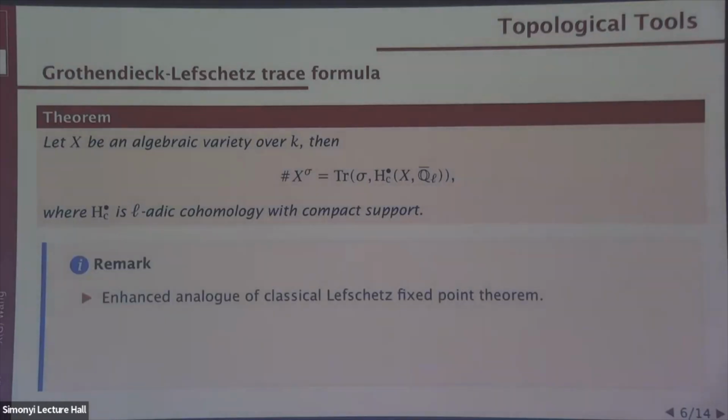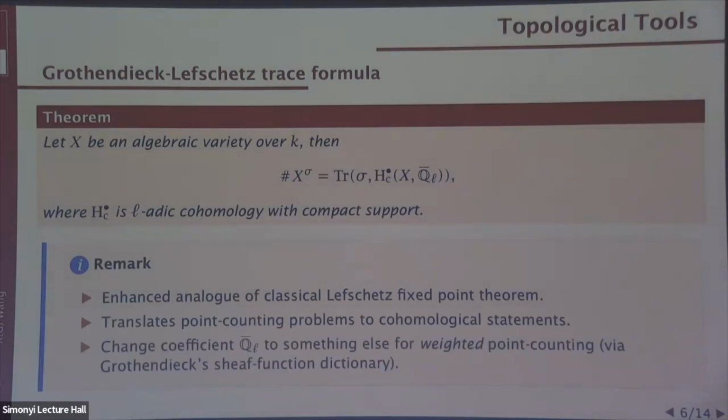A few remarks: this is basically an enhanced analog in the finite field case of the classical Lefschetz fixed point theorem. It translates a point counting problem into cohomological statements, some action on cohomology groups. And if we want to do weighted point counting, because the Kloosterman sum is a weighted point counting, not literal point counting, you can just change the coefficient Q_l-bar into some other sheaf through the Grothendieck sheaf-function dictionary. I won't go into details.